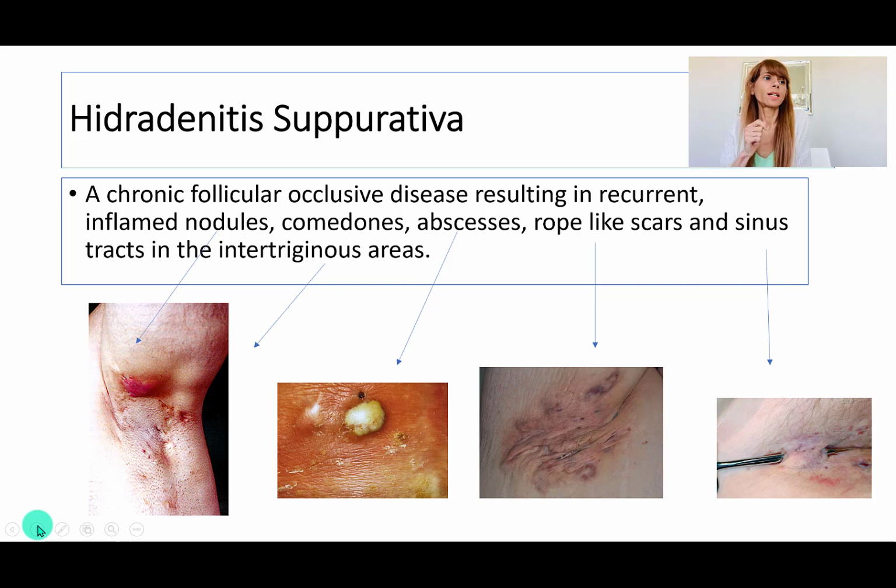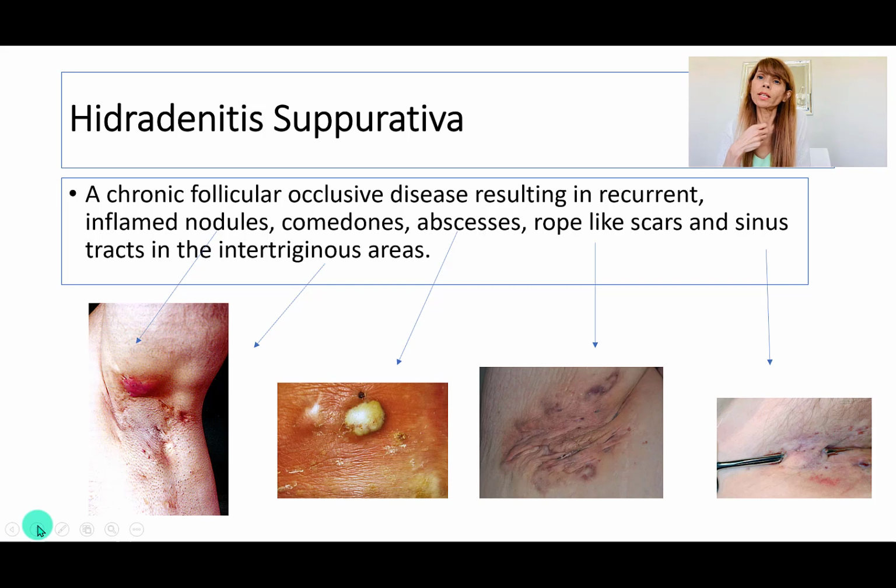Hidradenitis suppurativa is a chronic follicular occlusive disease which results in severe lesions and recurrent inflamed nodules, comedones, abscesses, rope-like scars, and sinus tracts in the intertriginous areas. So this is a mouthful, and you can think of it as a very, very severe form of acne, although technically it's not necessarily acne.